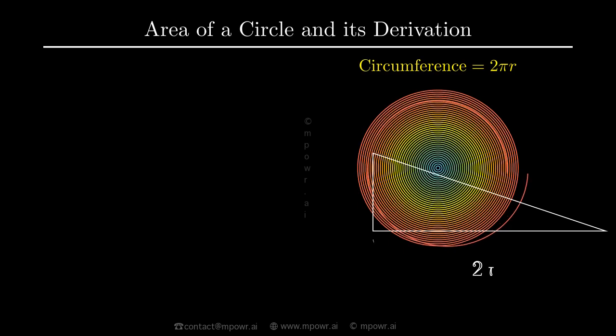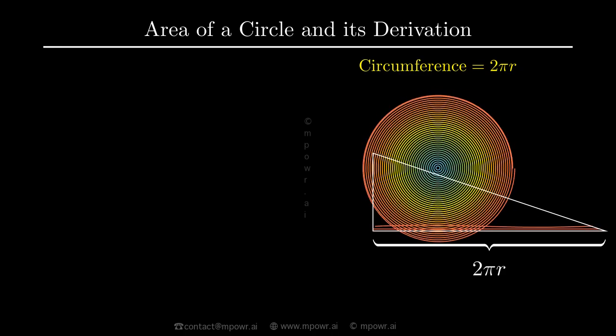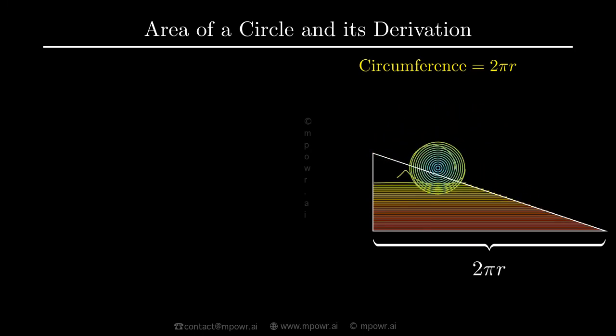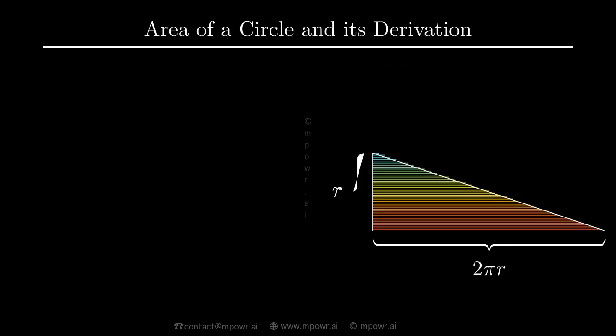The base of this triangle is the outermost ring with a length equal to the circumference, 2 pi r. As we straighten and stack the remaining rings, they form a perfect right-angled triangle. The height of the triangle is simply the radius of the circle, r.